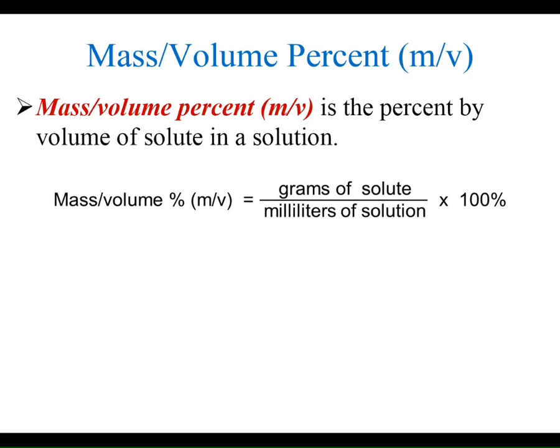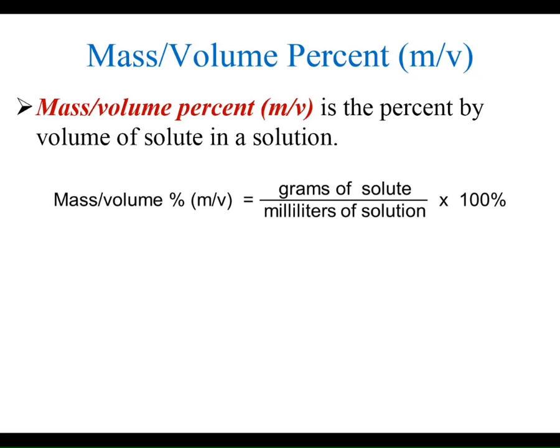So I took 5 grams of salt, I put it in 100 milliliters of water. Voila, I made a 5% sodium chloride solution, M/V solution. So we have mass/mass, M/M, volume/volume, V/V. Now we have mass/volume, M/V.